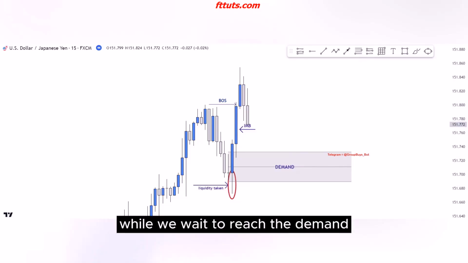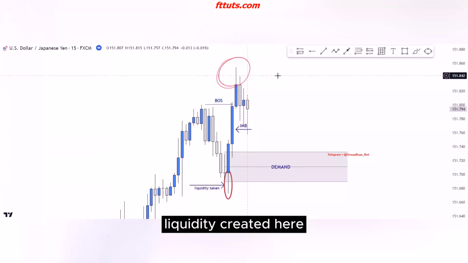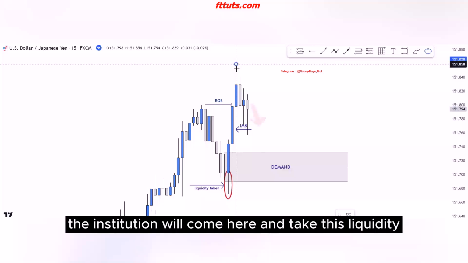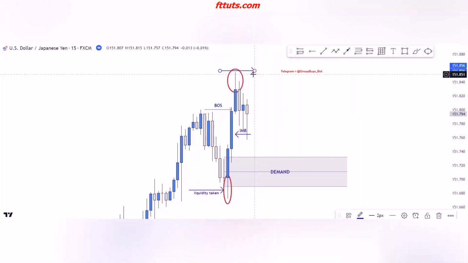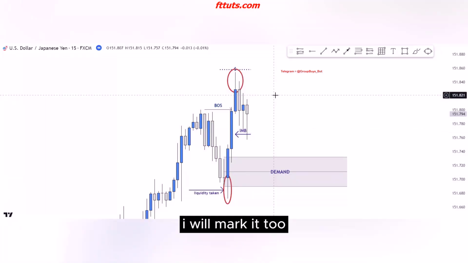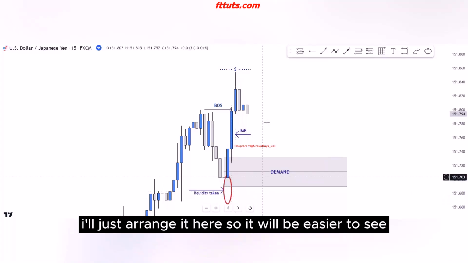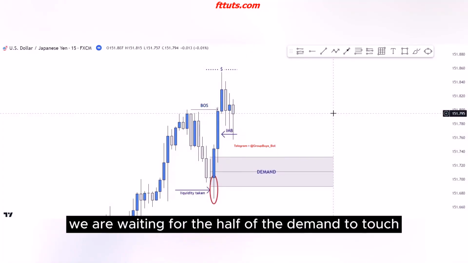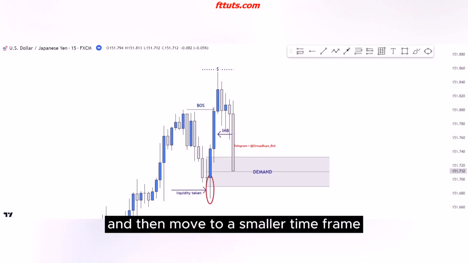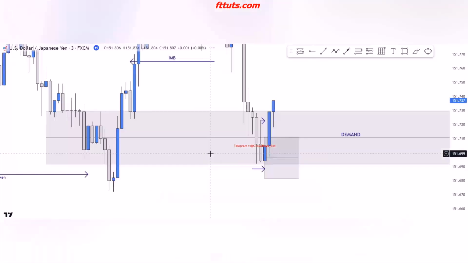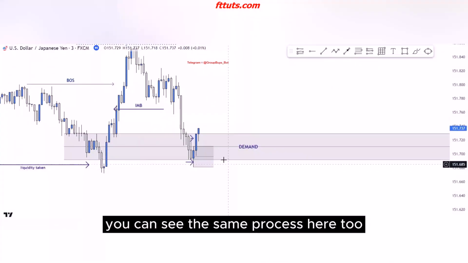While we wait to reach the demand, liquidity is created here. Another rule implies that the institution will come here and take this liquidity. I will mark it too. I'll just arrange it here so it will be easier to see. As you can see, we are waiting for the half of the demand to touch and then move to a smaller time frame. You can see the same process here too.